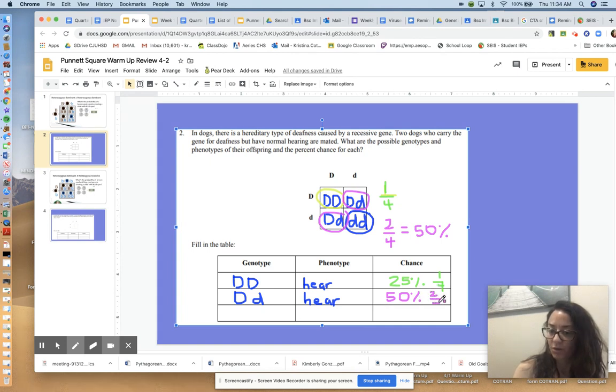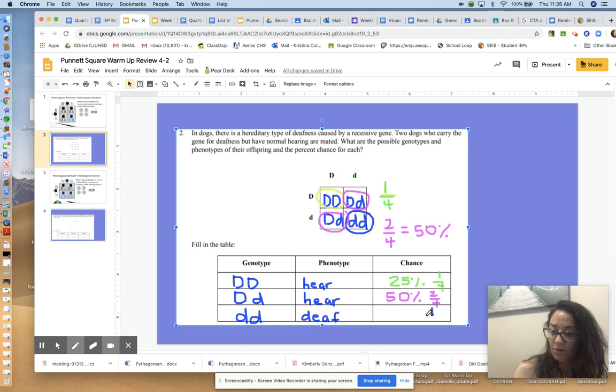Okay, fractions, quarters. Awesome. Now, the last genotype that we're talking about is the case where you have 2 recessive alleles. So 2 recessive alleles means the dog is going to be deaf. Now, what's the chance that these 2 hearing parents are going to make a deaf child? Well, looks like it's another 1 out of 4, right?